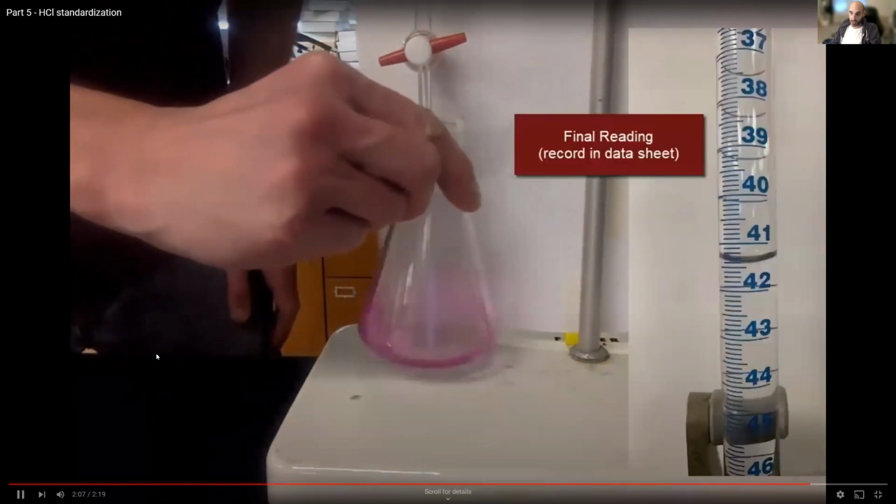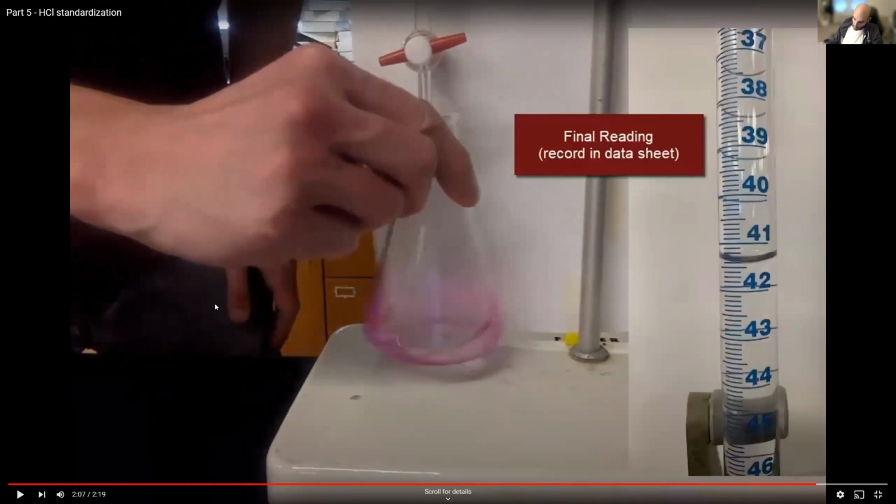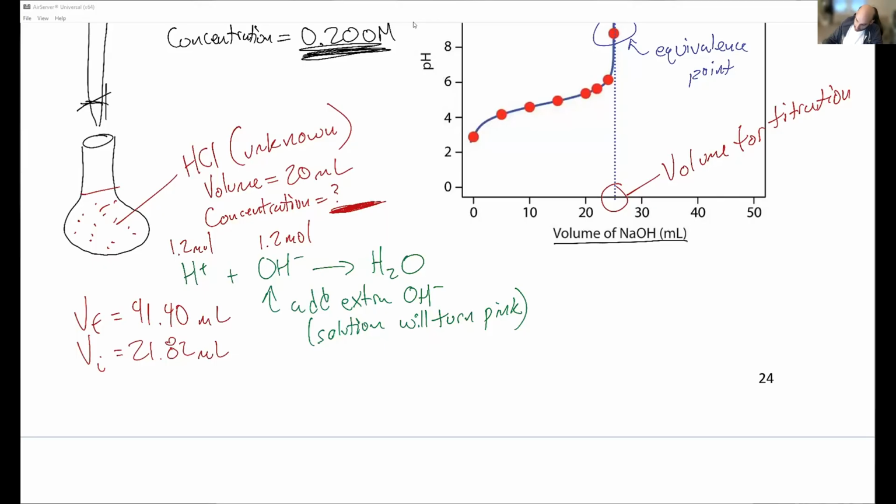So I've done the titration. I'll pause this again. This is my final recording. So my volume final, again, this is of added base, is 41.40 milliliters. Good. So let's go back to our original share. There we go. So this is the information that I have. I found out that my final volume was 41.40.